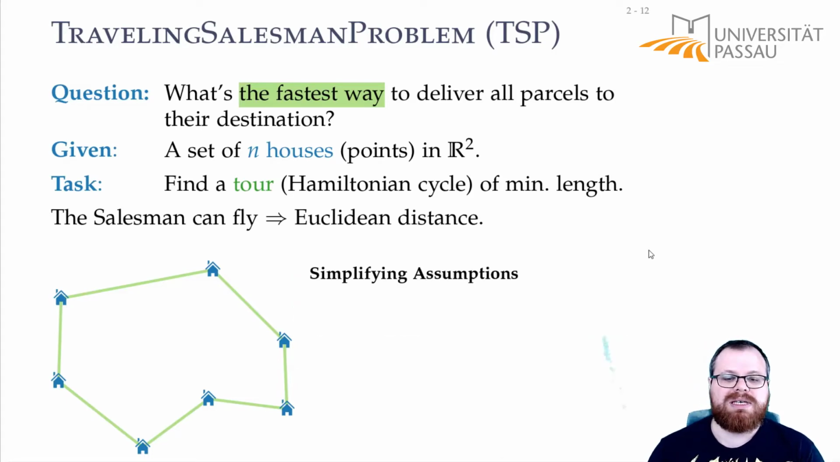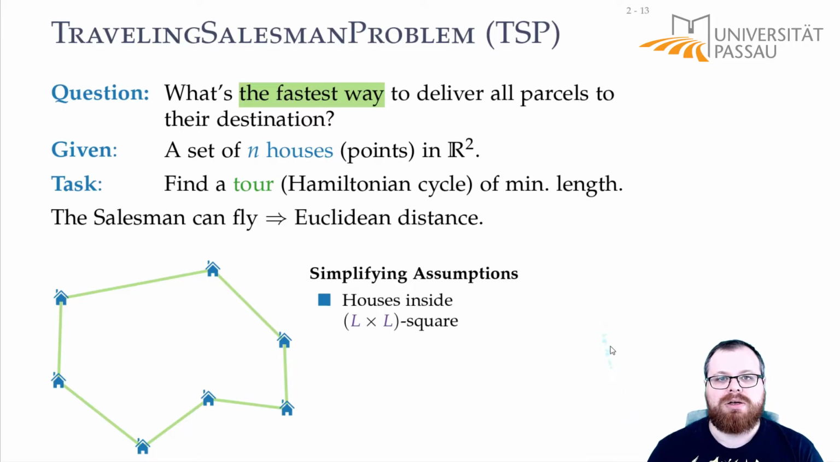We use a few simplifying assumptions. The first one is that we have some square of side length L times L that contains all the houses. That of course we can do by just taking the instance and scaling everything down. That doesn't change anything, we just solve the scaled version and then scale it up, and we still have the same approximation factor.